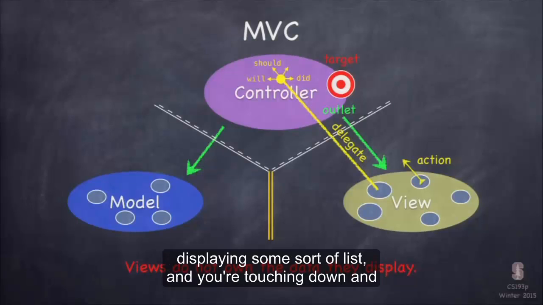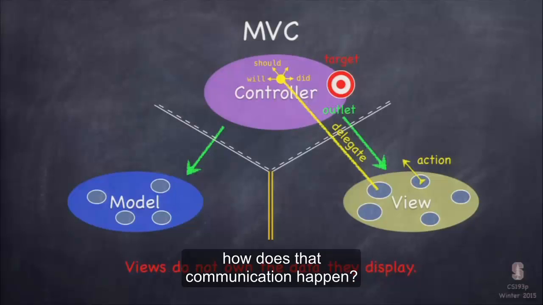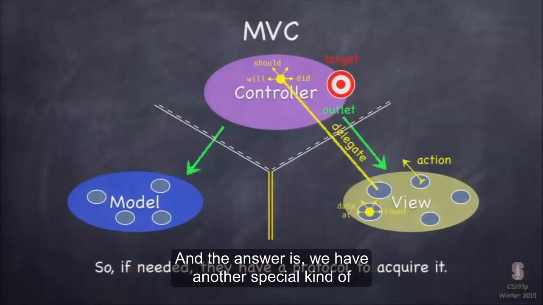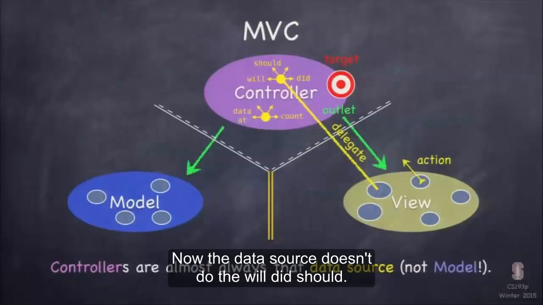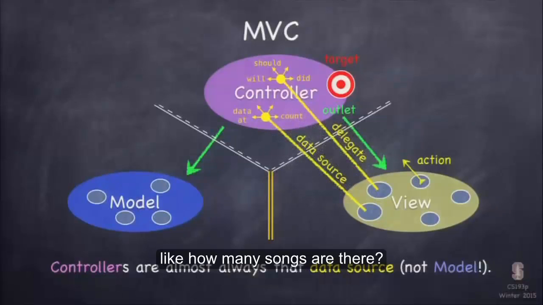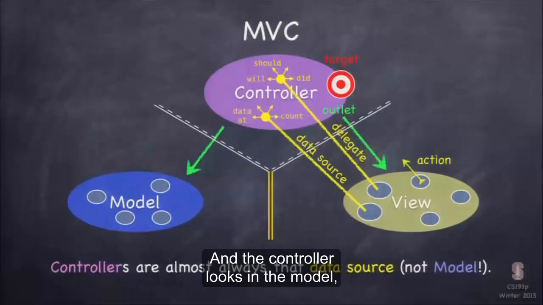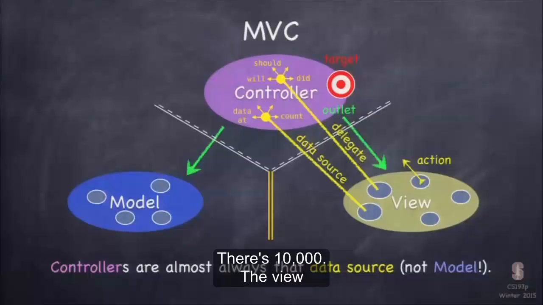And the view is displaying some sort of list, and you're touching down and flicking on the list and trying to see more songs. How does that communication happen? The answer is, we have another special kind of delegate, which we call a data source. Now, the data source doesn't do the will, did, should. It's going to be asking questions like count, like how many songs are there? And the controller looks in the model, 10,000. Response to the view, there's 10,000.